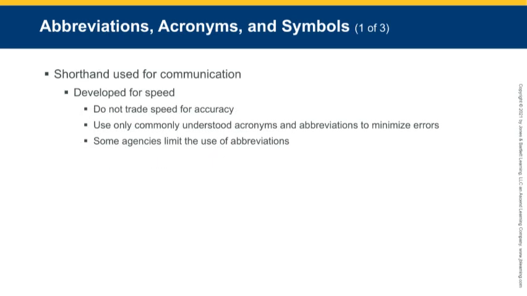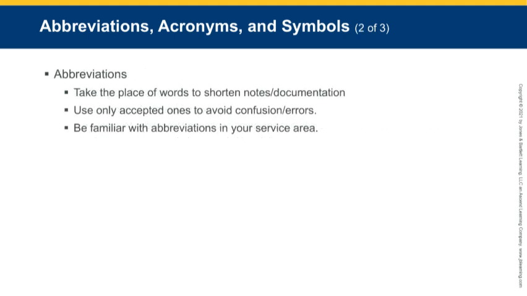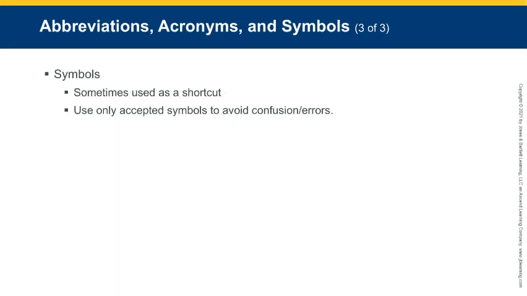Medical abbreviations, acronyms, and symbols are used to communicate more efficiently, but accuracy should never be sacrificed for speed. Abbreviations shorten words or phrases for documentation. Always use standard and accepted abbreviations to avoid errors. Symbols are also used as shortcuts in medical communication. Ensure that only widely accepted symbols are utilized to minimize confusion.